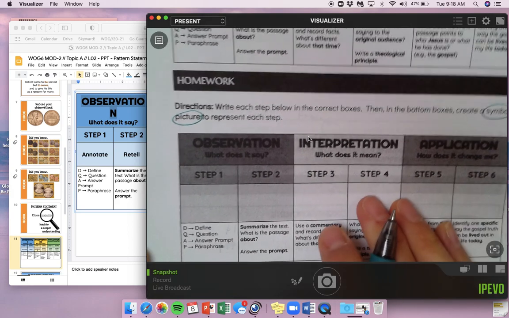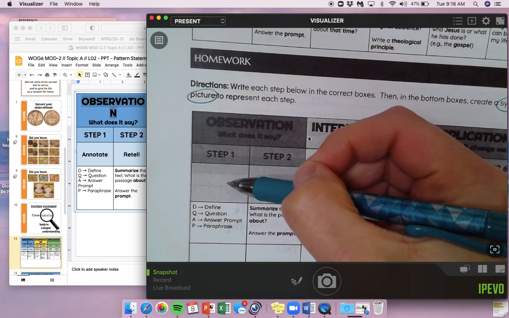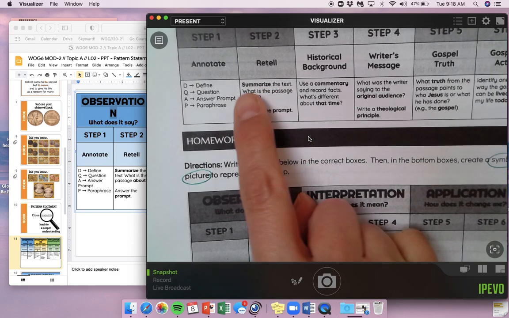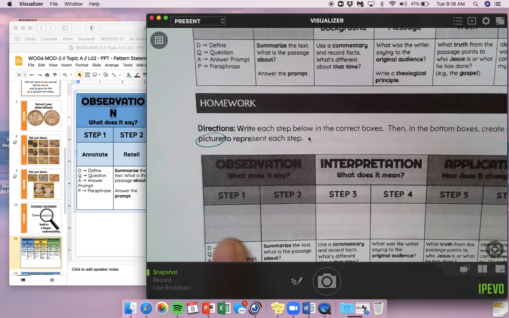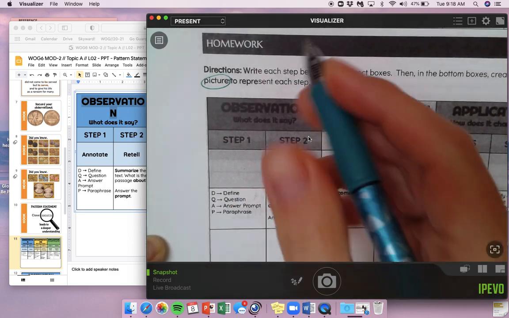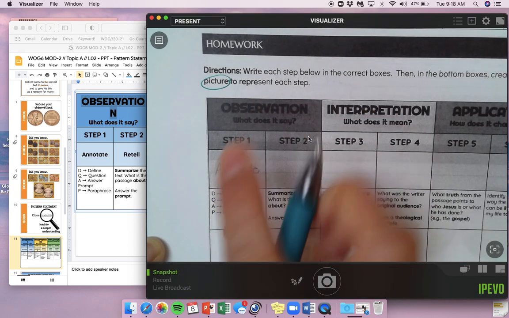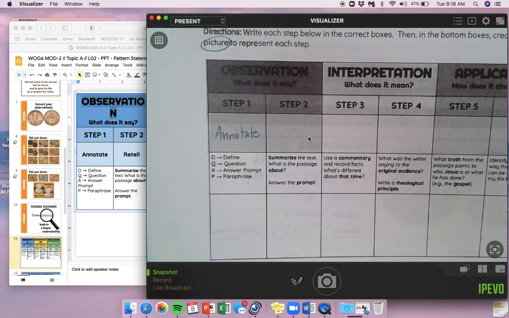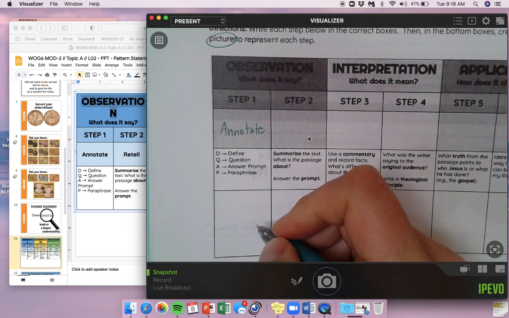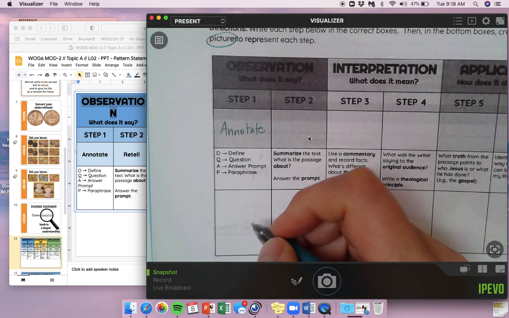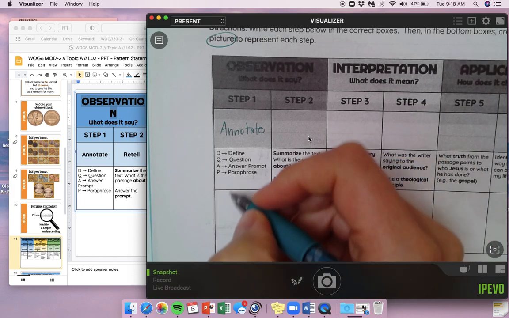So let me give you an example of what we're doing. Step 1 down here is listed right up here. What is step 1? Right, it's annotate. So you're going to write annotate right here. This is going to be on your exit ticket tonight. Then you're going to create your best symbol or picture. I'm going to give you an example of this.